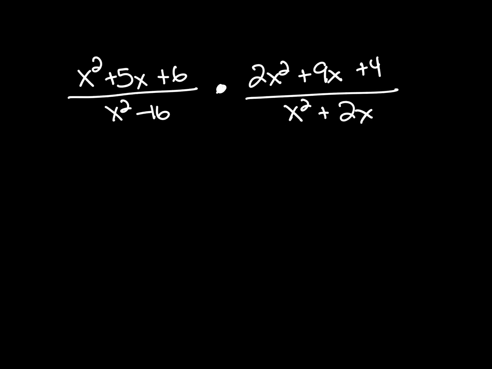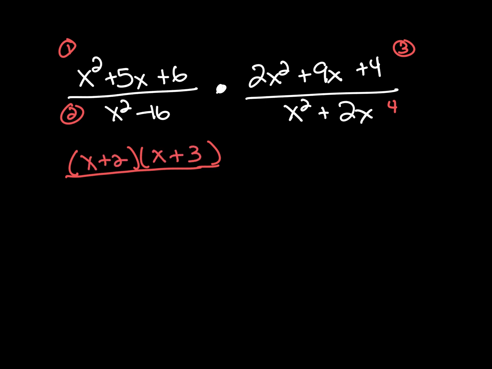So let's look at another. So here you can see this one's a little bit bigger, but it's the same idea. You really just want to break the problem up into smaller parts and take it from there. So the top part I can see is an easy trinomial. I'm going to have x plus 2 and x plus 3 because they're going to add to give me 5 in the middle. The bottom part is the difference of squares.